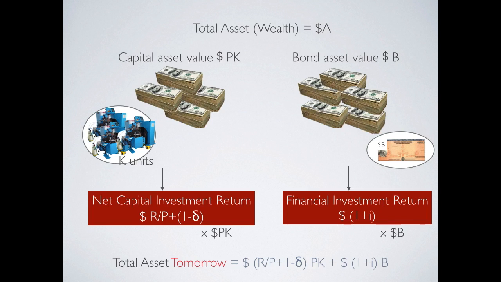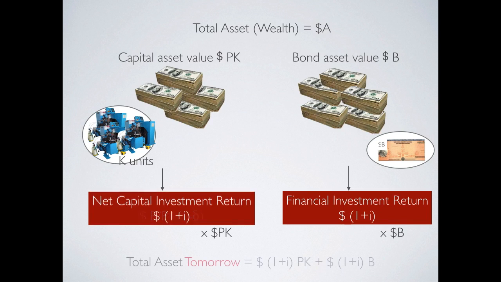And from the equilibrium condition, we know that we can simplify the net capital investment return to 1 plus I. So by doing so, the part of total asset tomorrow related to PK, the term in front of it, can be simplified to 1 plus I too. So we now have 1 plus I as the investment return for both portfolio options.